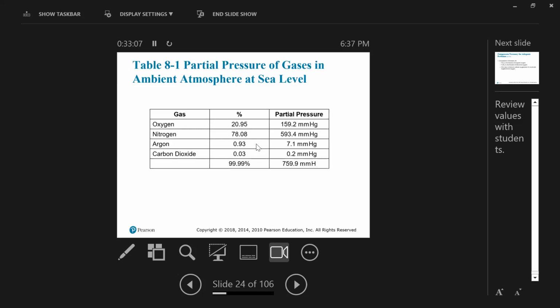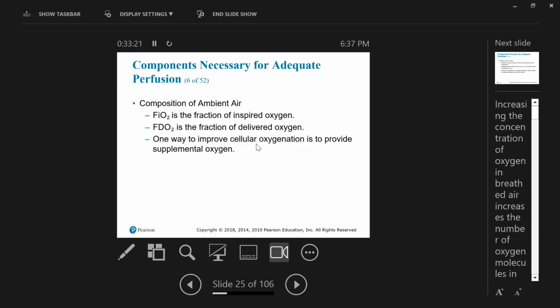So basically, this is what you find in ambient air. About 21% oxygen, nitrogen is 78.8%, argon is 0.93%, and carbon dioxide is 0.03%. Okay, composition of ambient air.